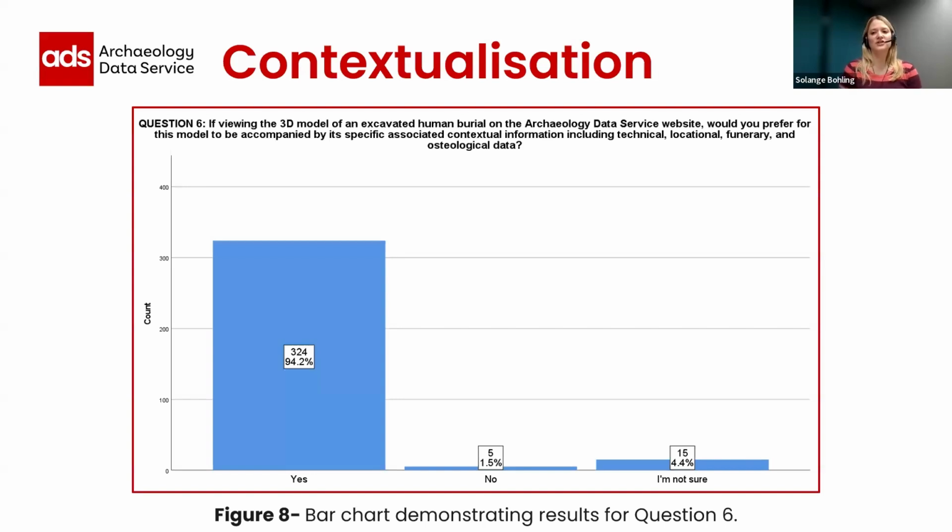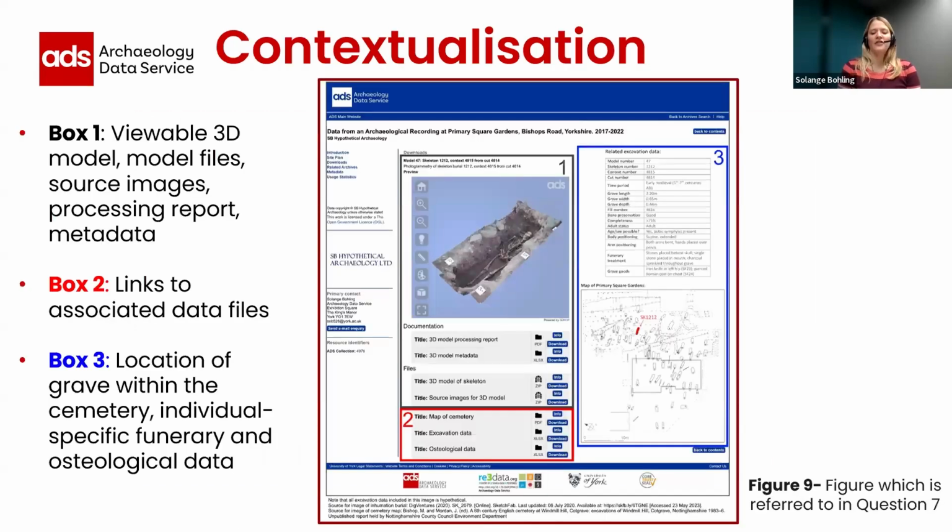The final question addressed if and how much contextual information ADS users wanted alongside a 3D model depicting human remains. As shown in Figure 8, close to 100% of participants wanted technical, location, funerary, and osteological data to accompany these models. The question investigating how much contextualization was desired, which refers to the figure on the slide, asked participants about which boxes they would prefer to see alongside the 3D model.